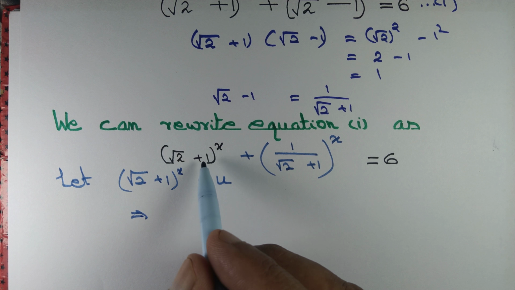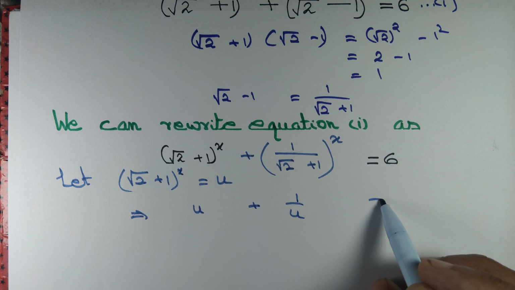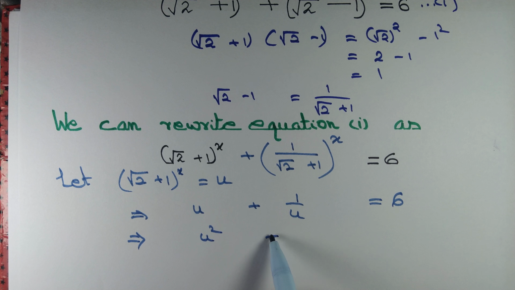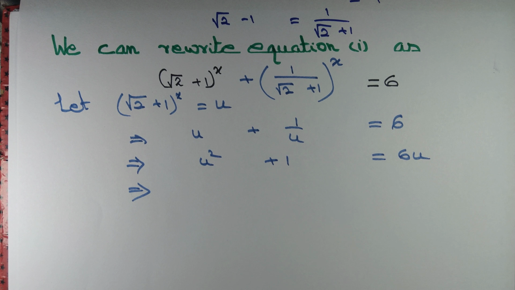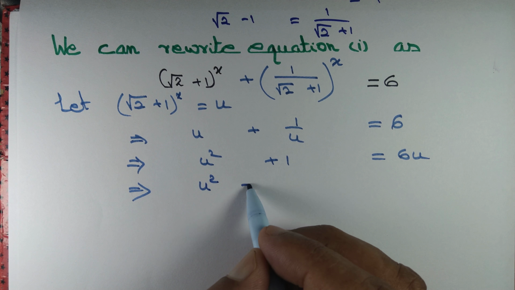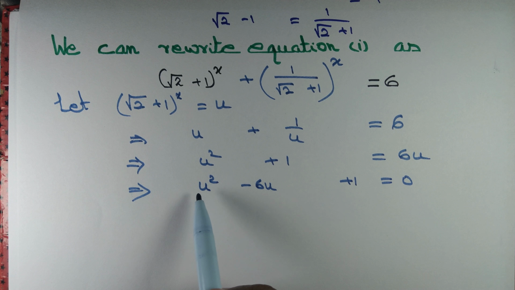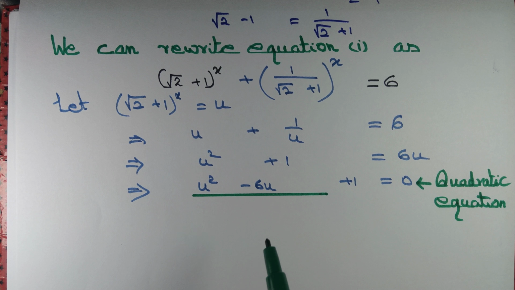So we can write the given expression as u plus 1 by u equal to 6. Let us further simplify it. We can multiply by u throughout to obtain u square plus 1 equal to 6u. Further, we can take 6u to the left hand side to obtain u square minus 6u plus 1 equal to 0. Now this is a quadratic equation. There are many methods of solving it. Let's solve it by completing the square method.